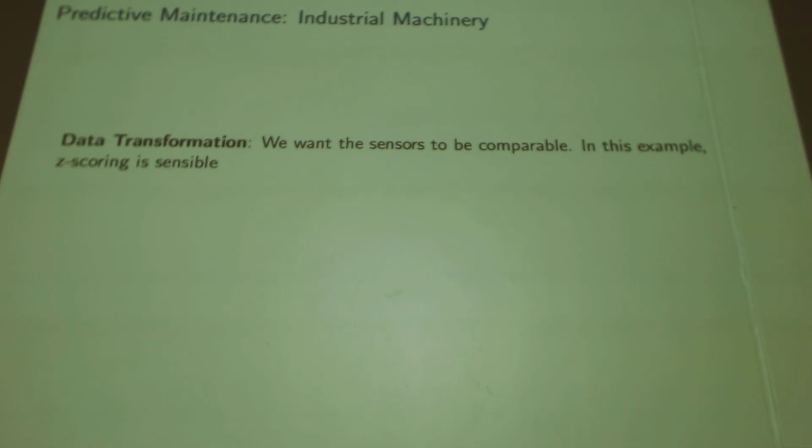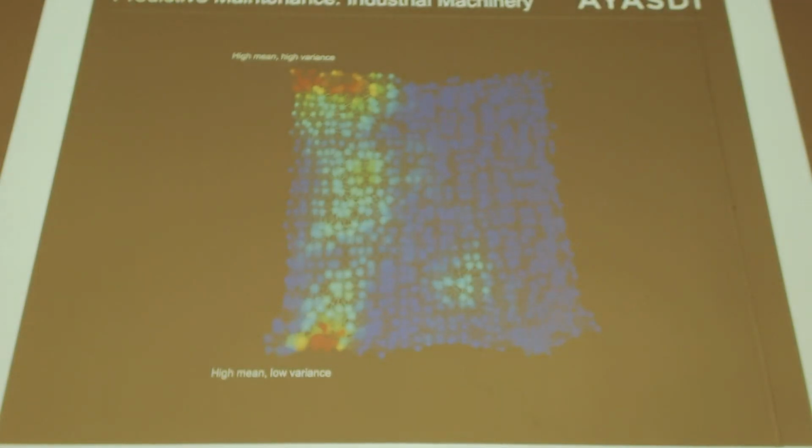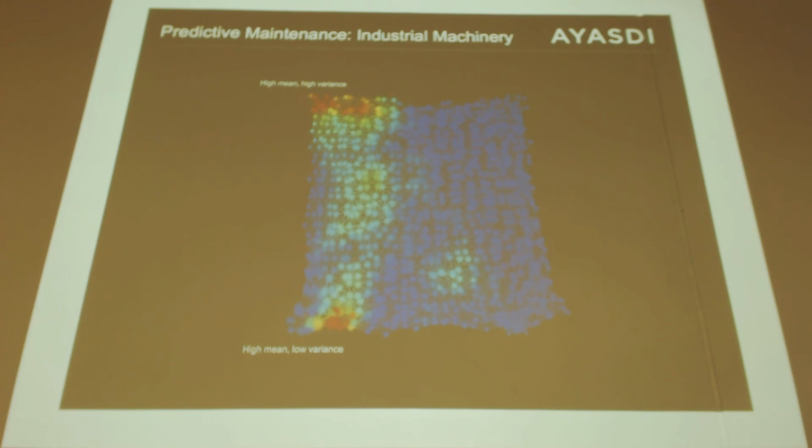So we took all the sensors and we z-scored them just so we could compare them to each other. Another way of saying that is that we got rid of the units on the sensors. There are other things you could have done besides z-scoring. I'm not saying that's God's gift to normalization, but it's the one we chose. So what we found, which actually surprised the customer, is that there were two signals for failure.